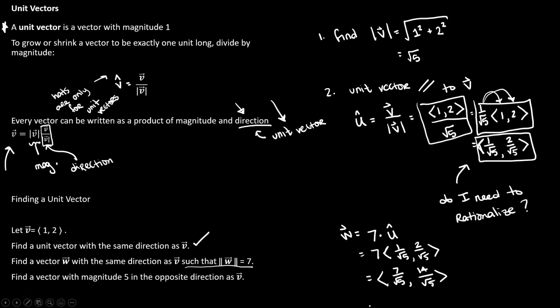Lastly, we're asked to find a vector with magnitude 5 in the opposite direction of v. That's very similar to what we just did with w, but this time we're not going to use u hat for our direction. We'll use negative u hat. So maybe we'll call this next vector s, and I want that to have a magnitude of 5, and I'm going to have a direction of negative u hat. And we can plug in the negative u hat to get our final answer of negative 5 over root 5, comma, negative 10 over root 5 in pointy brackets.